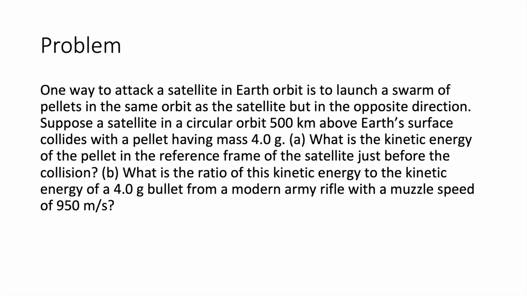In this problem, we're told that one way to attack a satellite in Earth orbit is to launch a swarm of pellets in the same orbit as the satellite, but in the opposite direction. Suppose a satellite in a circular orbit 500 kilometers above the Earth's surface collides with a pellet having a mass of 4 grams. Part A, what is the kinetic energy of the pellet in the reference frame of the satellite just before the collision? And part B, what is the ratio of this kinetic energy to the kinetic energy of a 4-gram bullet from a modern army rifle with a muzzle speed of 950 meters per second?